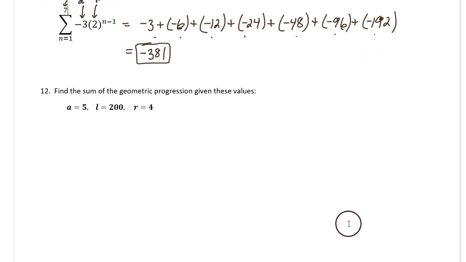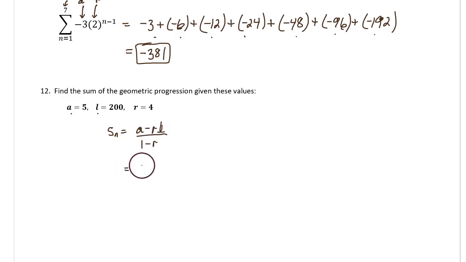Next, number 12. Let's use a formula to find the sum. There are 2 sum formulas in the notes, and you choose which one to use depending on what information you have. In this problem, we're given A, the first term, and L, the last term. So I'm going to use the sum formula that involves those. It is S sub n equals A minus R times L divided by 1 minus R.